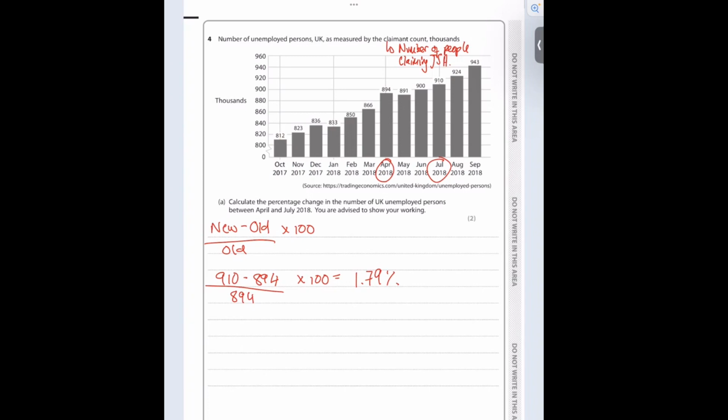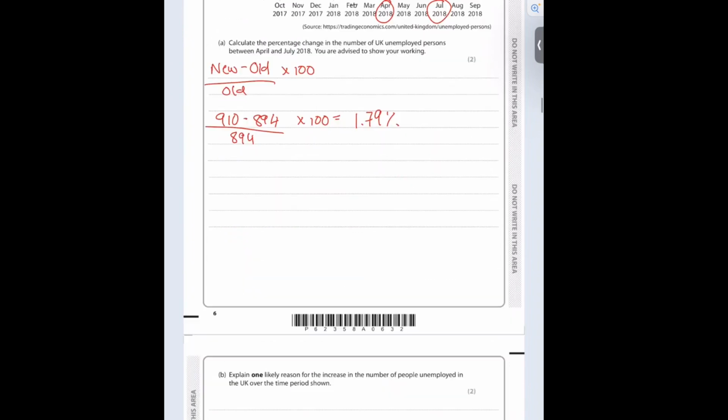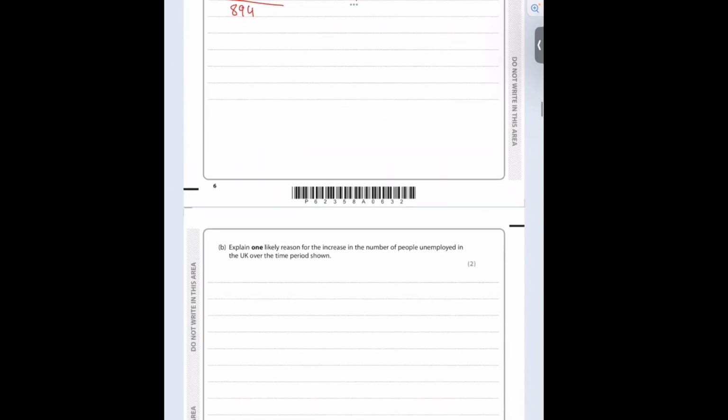And if I look at that, that looks about right. You always want to double check your percentages just to think, is this appropriate based on what the values are giving me? Because if you came out with 50%, you would know that that's wrong because 910 is not 50% bigger than 894, or 17% doesn't look correct. 1% of 910 would be about 9.1, and it's gone up by 16 there. So 1.79% is getting close to 2%, which is approximately the value there.